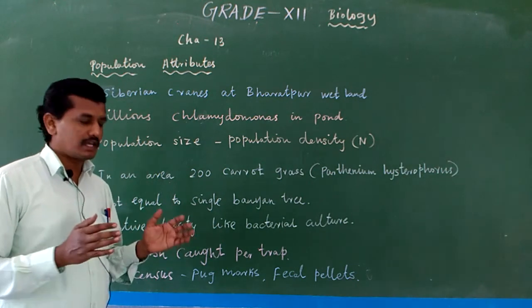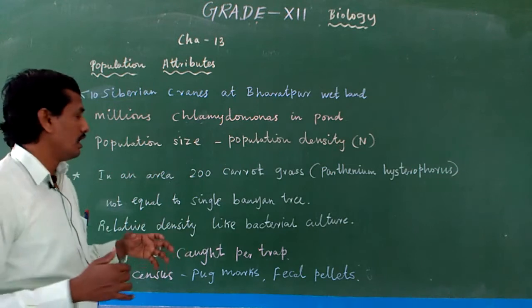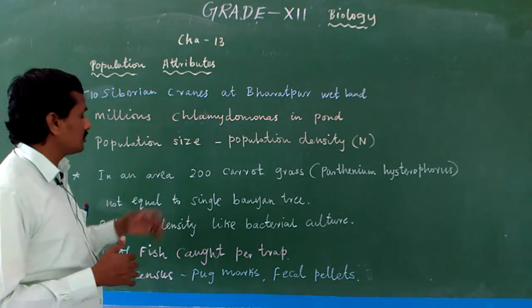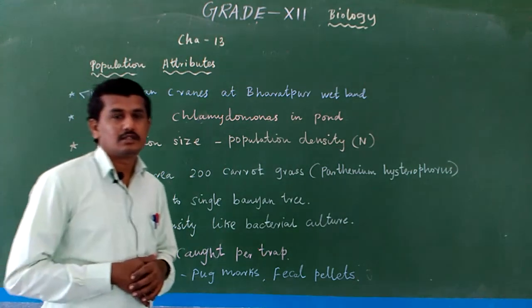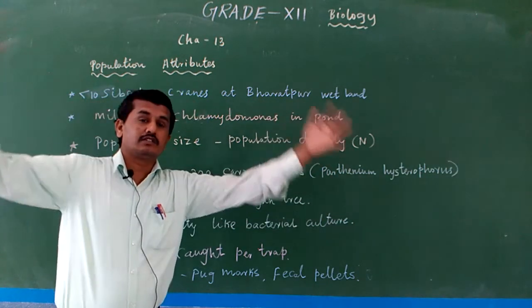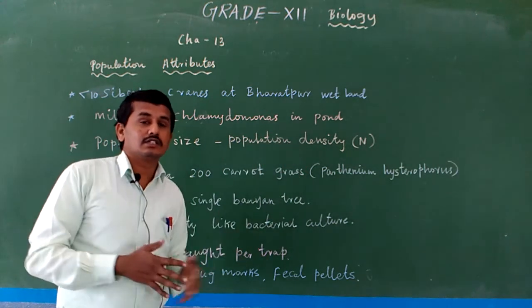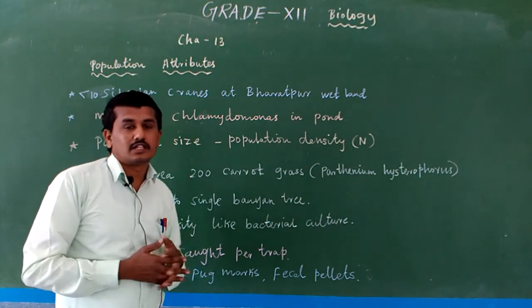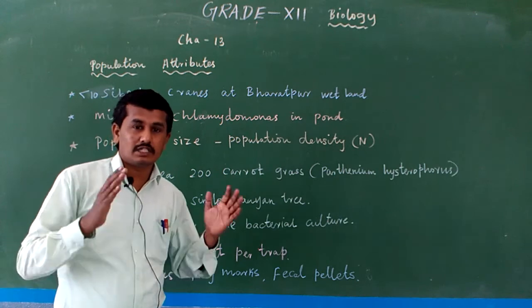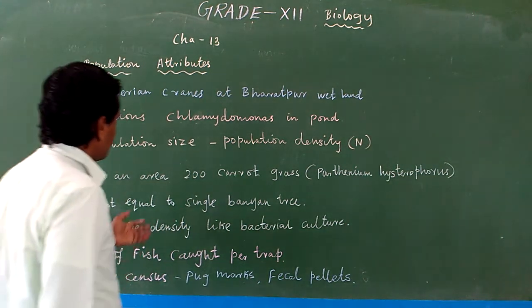200 Parthenium plants means a population in a small area. We count the number of the population, but it is not equal to a single banyan tree. One banyan tree, with a large canopy and large leafy vegetation, is not equal to a particular carrot grass plant. Counting carrot grass, the number is 200, but counting the carrot grass population is not easy as compared to counting banyan trees.